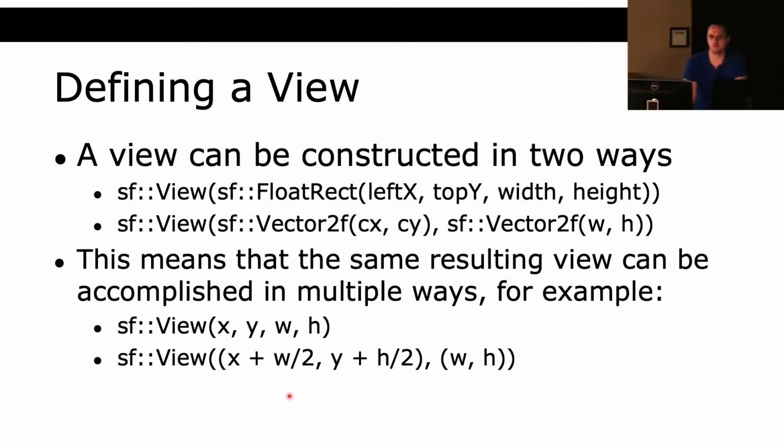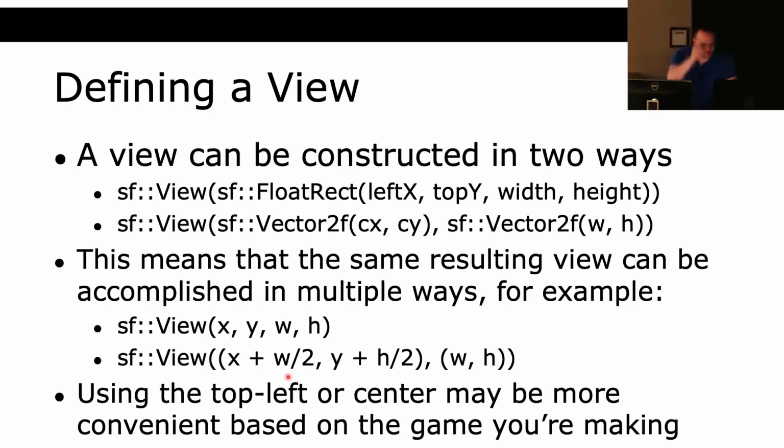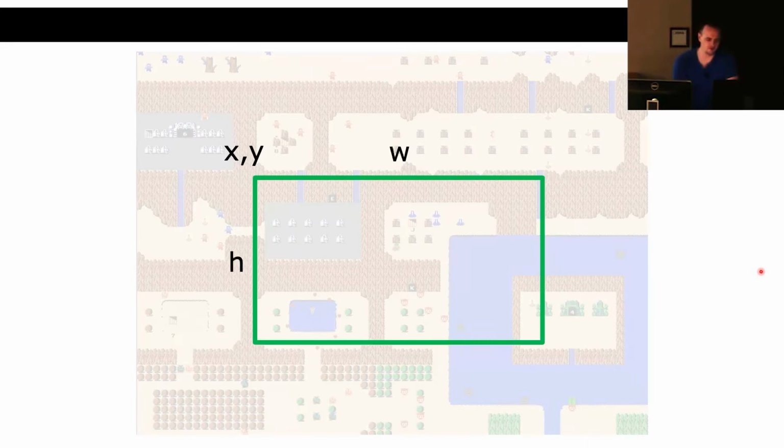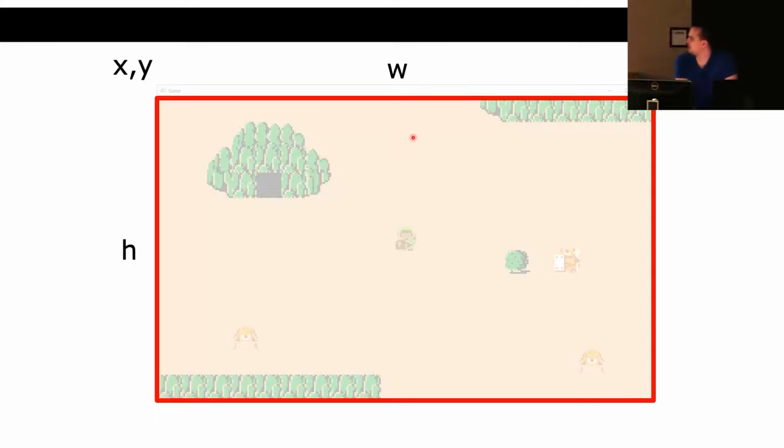So of course, to get the center from the top left, you would just add half the width and half the height to the top left. So using the top left or the center may be more convenient based on the game that you're making. So here's a little diagram of this. Here, for example, is how we would specify this view with the X and the Y and the width and the height. And so in our assignment 4, this is exactly what we will be doing.